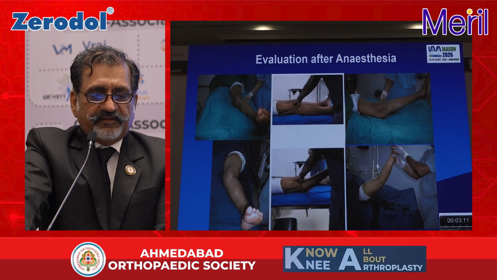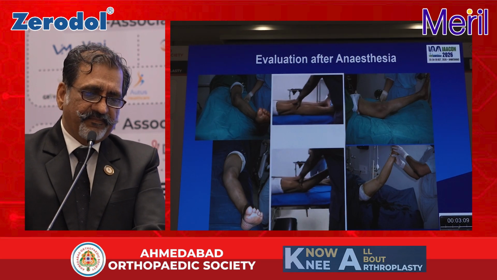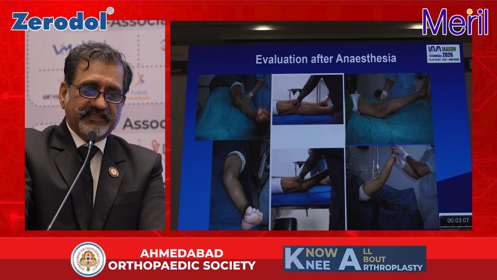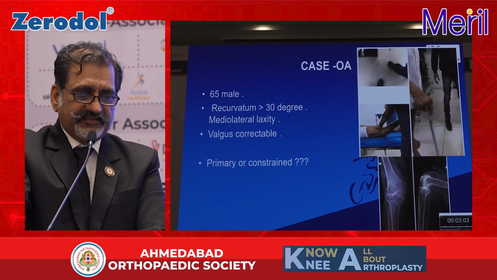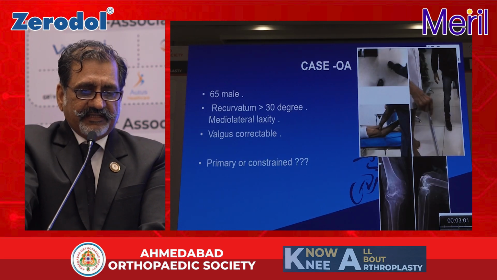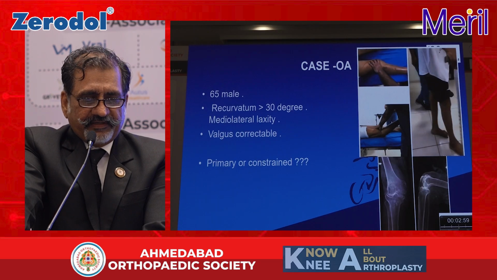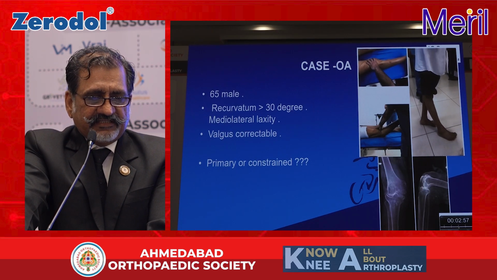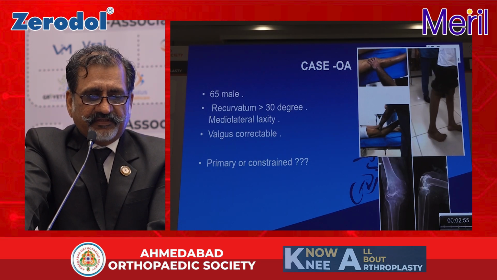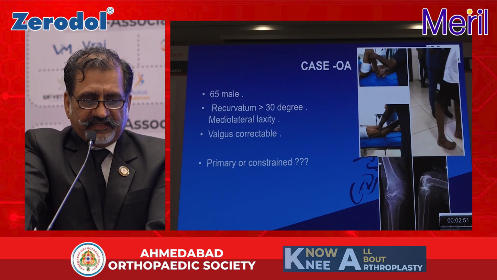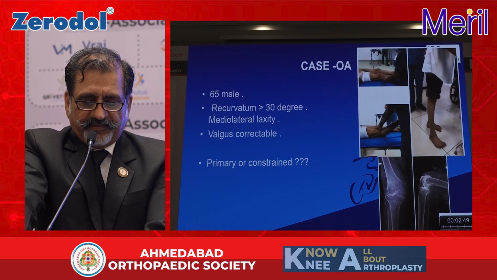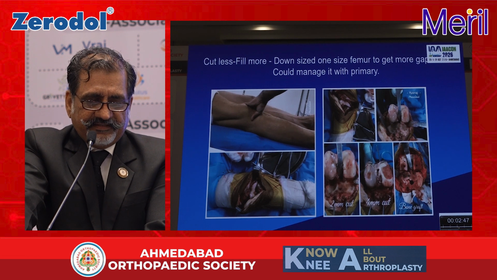The surgeon should himself evaluate the patient after anesthesia to assess both the deformity and the deformity correction. Here is the case. Thanks Yuvraj for providing me these cases. A 65-year male, recurvatum more than 30 degrees, mediolateral laxity. Valgus was correctable, so we planned for a primary and kept a constrained prosthesis ready.